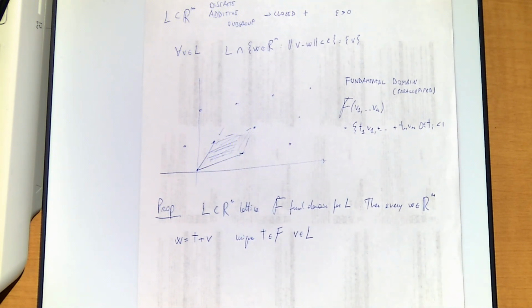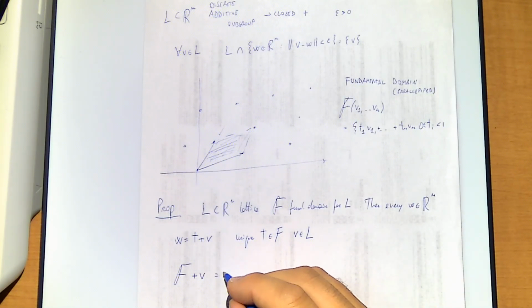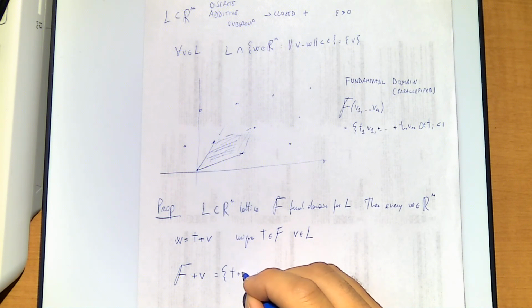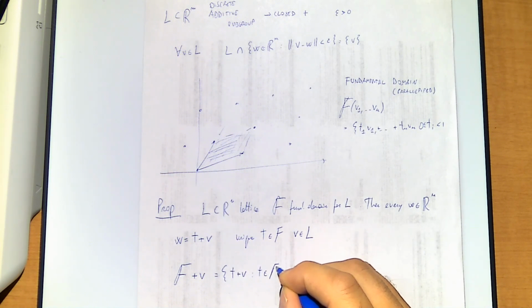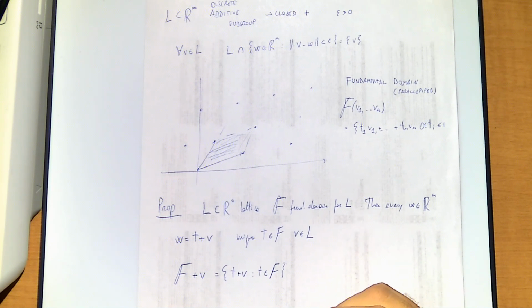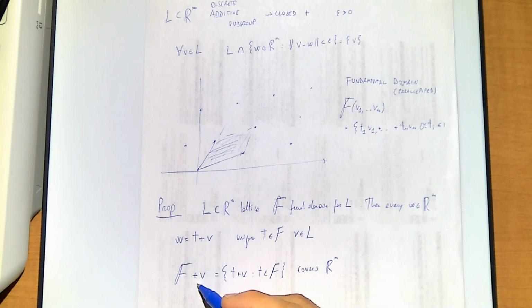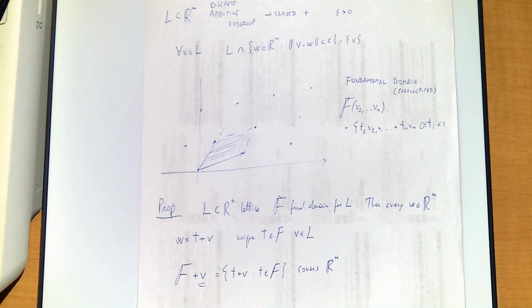Equivalently, if you take the union of the translated fundamental domain, F plus v, so this is all the vectors of the form t plus v, where t is in the fundamental domain, this covers R^n as v varies. Again, this is kind of what we do with the code words, and then we shift them all with the cosets, and we cover the entire F_q^n space.